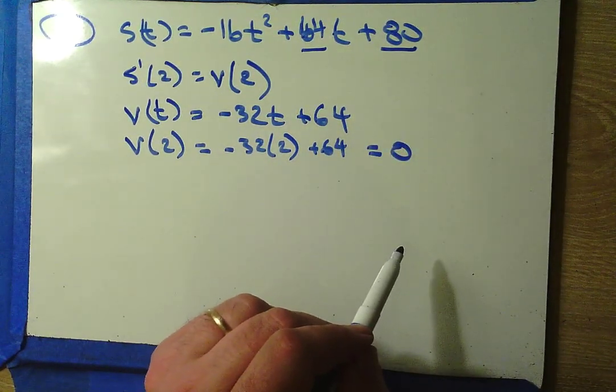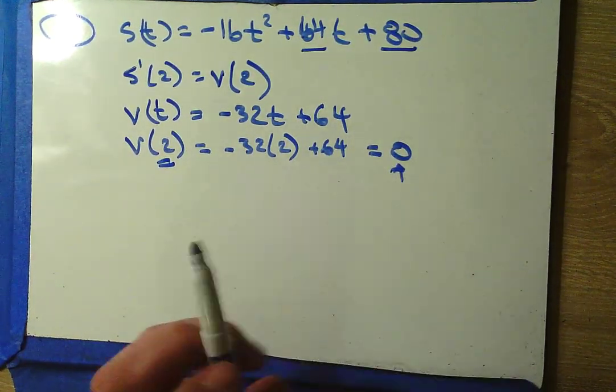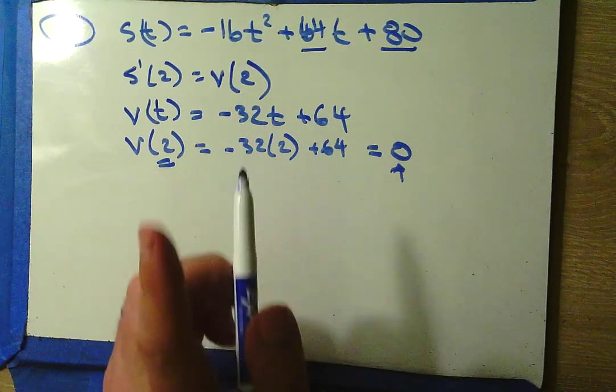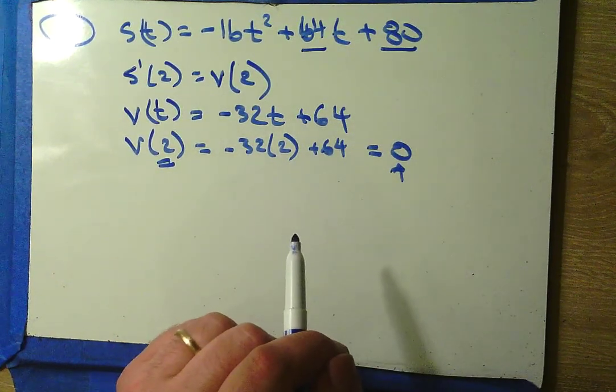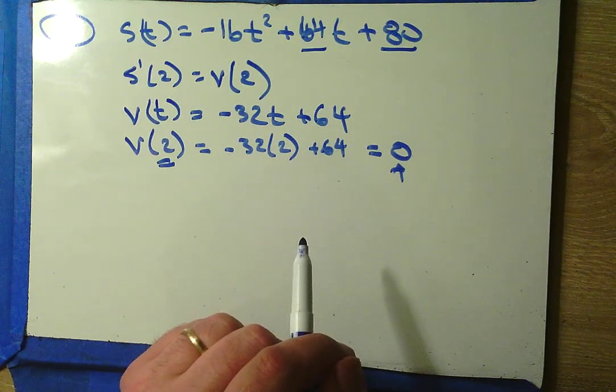What's happening at time equal to 2? Velocity is 0. This thrown object is not moving. Why isn't this thrown object moving? Has it hit the ground? I don't know about that.